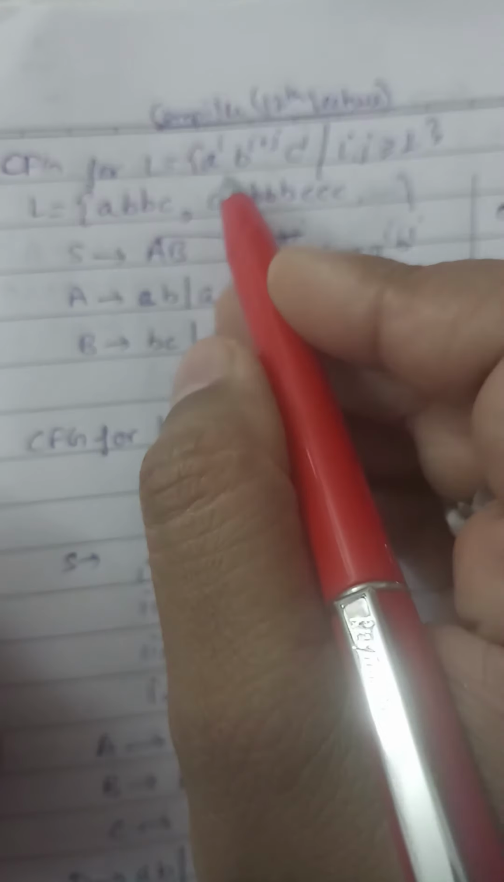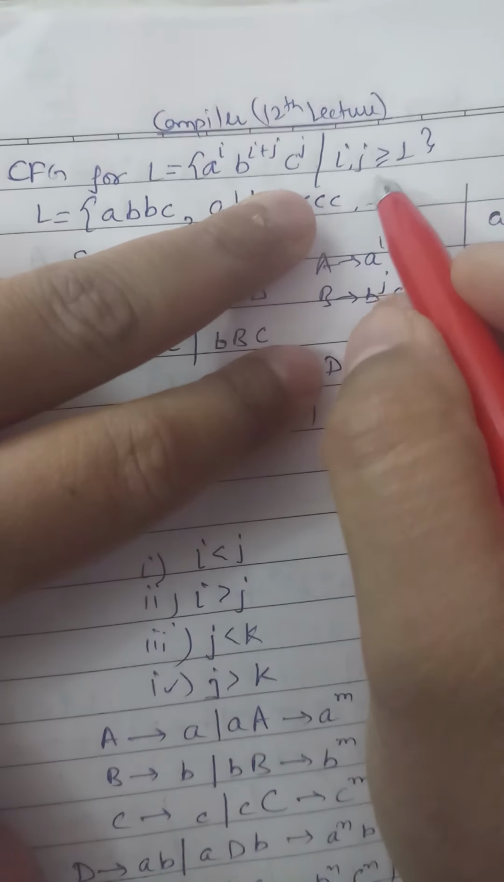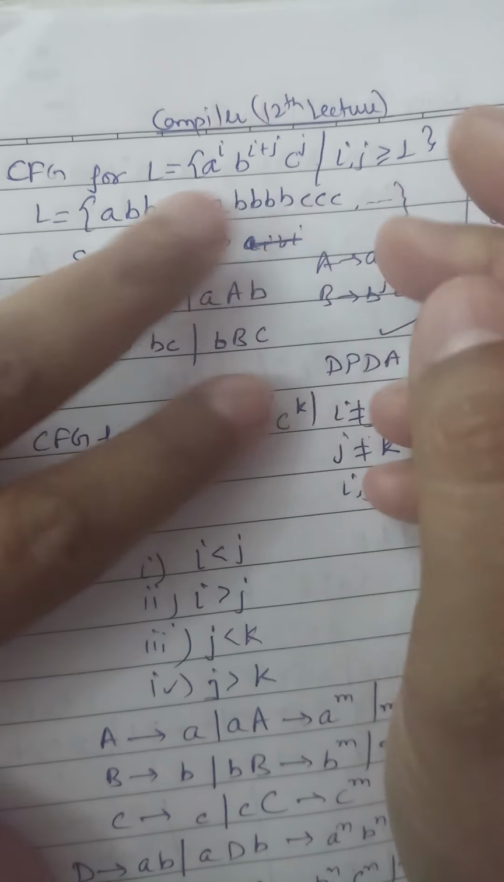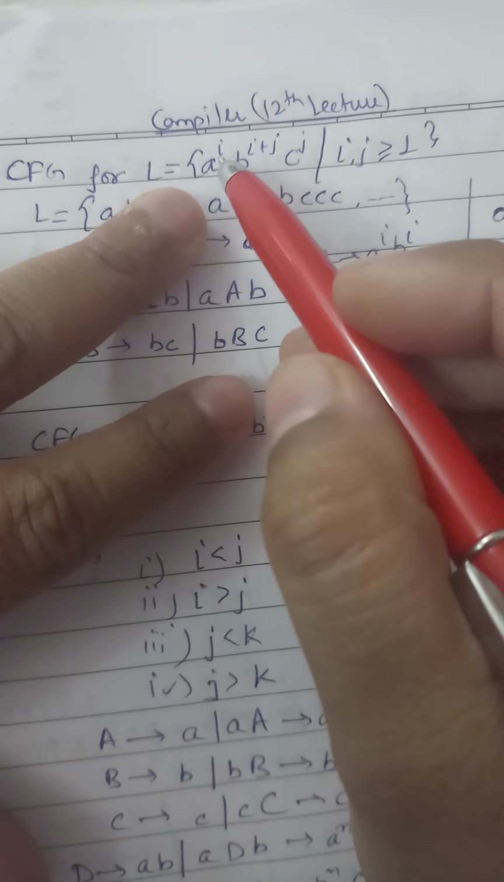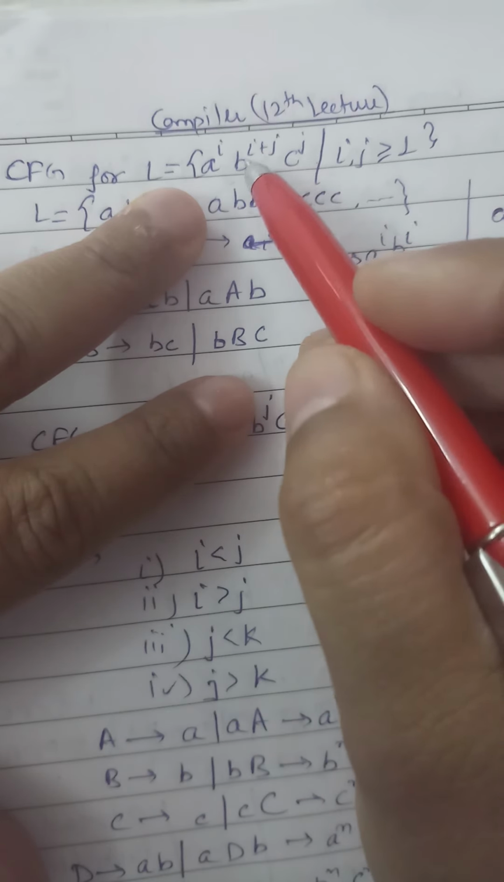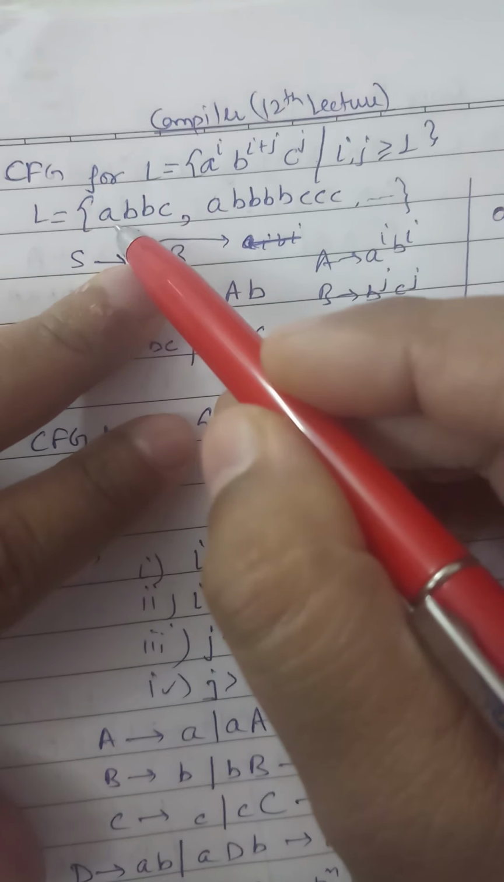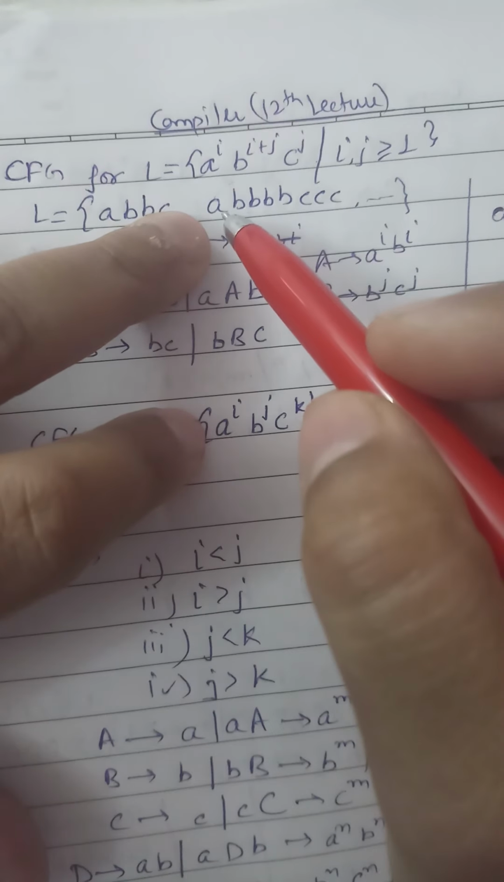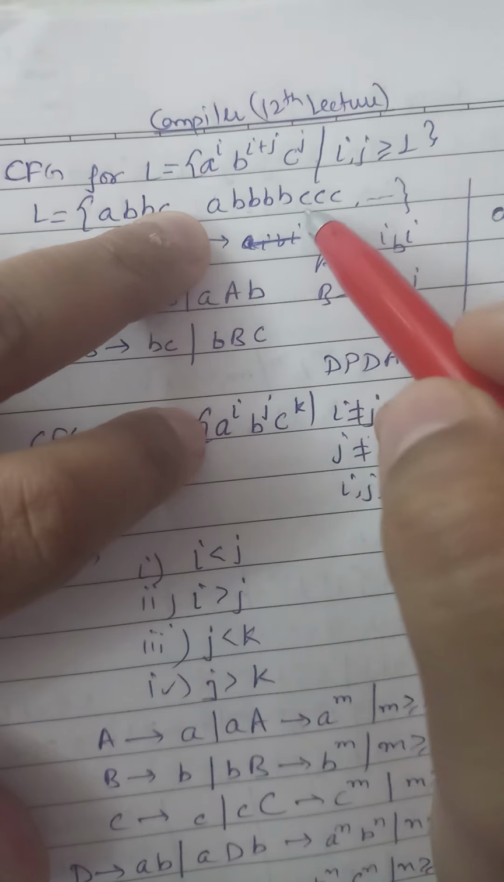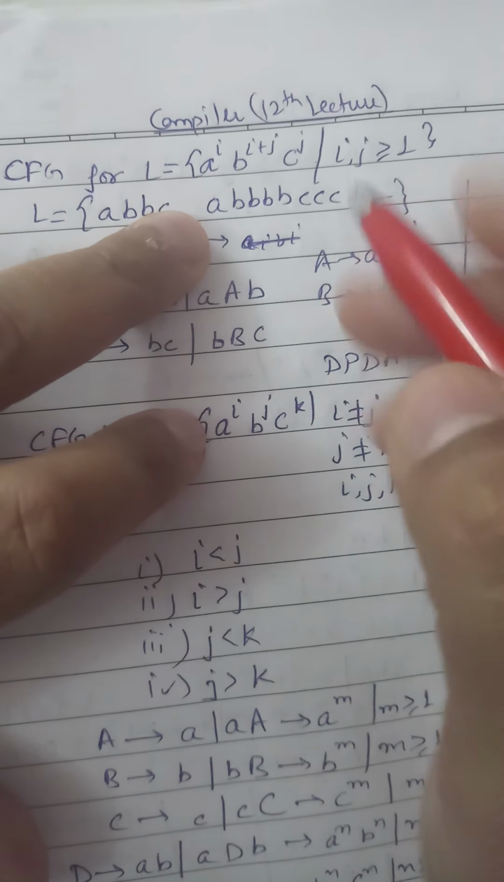CFG for the language a to the power i, b to the power i plus j, c to the power j, where i, j are greater than or equal to 1. So what can be the language? B is the combination of i, a and c. So we can write like this: abbc, or this can be abbbbcc, like this. So what can be the grammar?